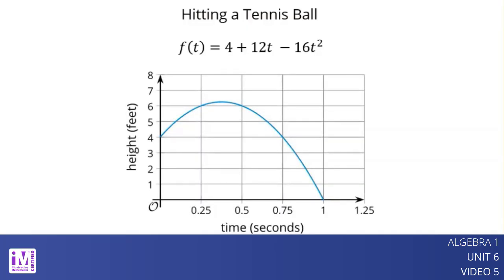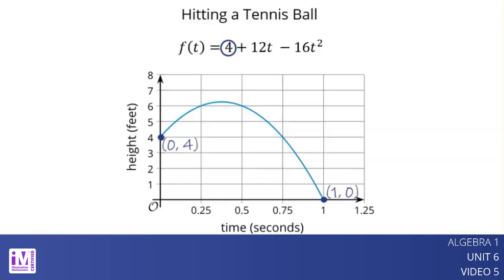In the graph, we can see that the 4 in the equation means that the graph of the function intersects the vertical axis at 4. It shows that the tennis ball was 4 feet off the ground at t equals 0 when it was hit. The horizontal intercept is (1, 0). It tells us that the tennis ball hits the ground 1 second after it was hit.